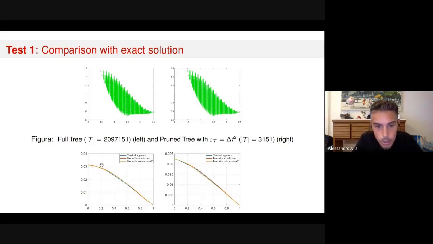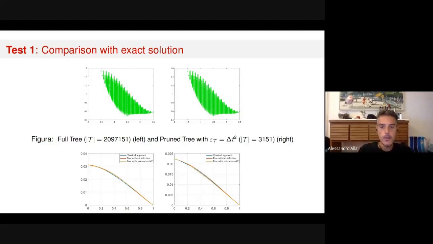And the evaluation of the cost function, you see it's pretty much equivalent if we consider a classical approach, a tree structure without selection, so that means that we don't use a pruning criteria, and if we use a tree structure with a pruning criteria, you see that the curves here are pretty much on top of each other. So this is also expected from the estimate that we have done.